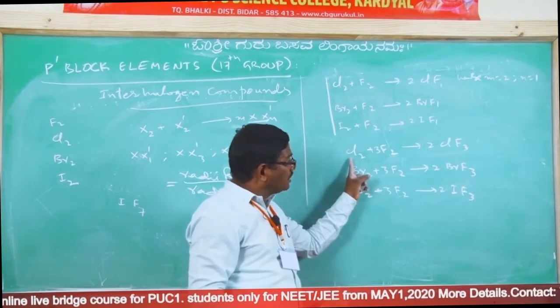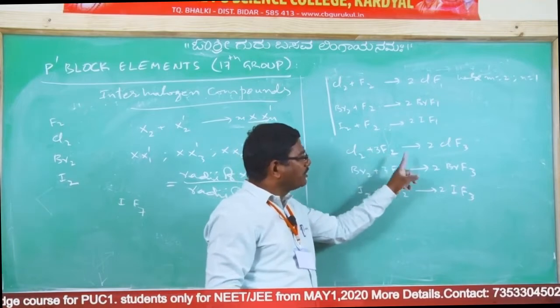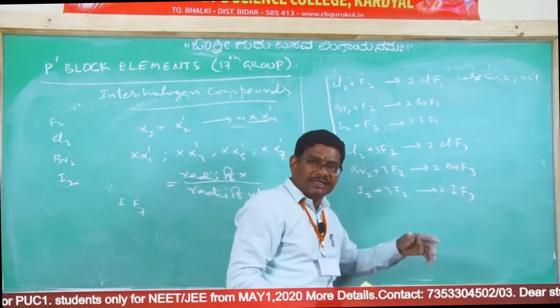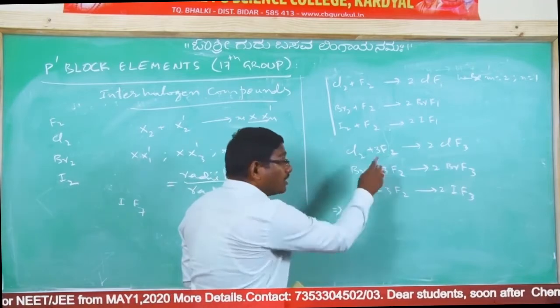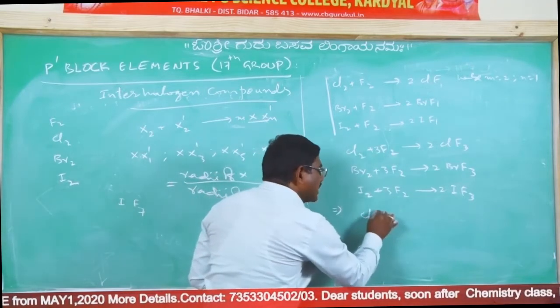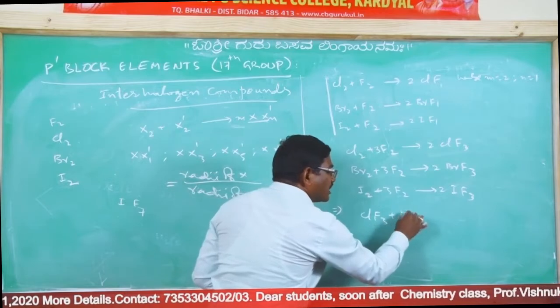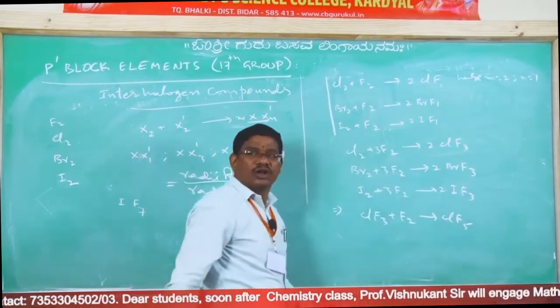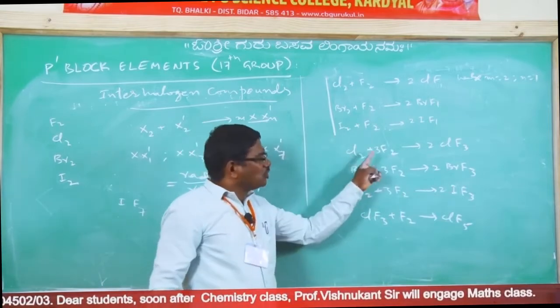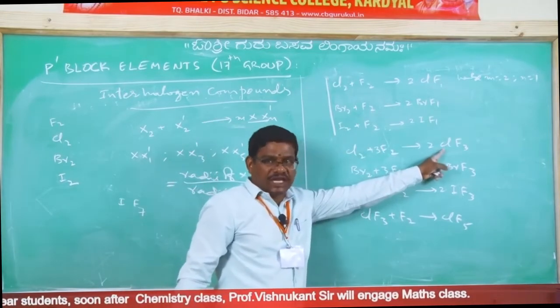Halogen atoms in elemental form may directly combine to give interhalogen compounds like this. Later, suppose ClF3 is there. This ClF3 further reacts with fluorine and gets converted into ClF5. Followed? Cl2 plus 3F2 gives 2ClF3.